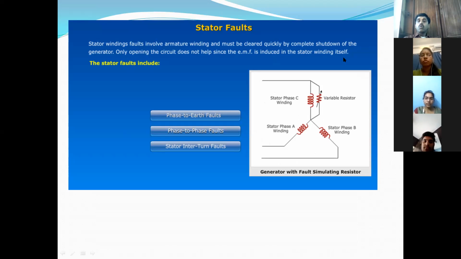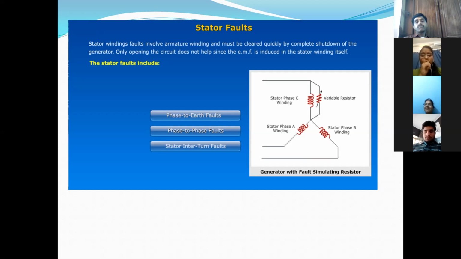That means only winding, if it is disconnected from the supply, it is not enough, because when the excitation is there, then the EMF will be generated. That means the field circuit also must be disconnected. So stator faults are categorized into phase to earth, LG faults, phase to phase, LL faults, and interturn faults. Interturn faults means turn to turn faults.